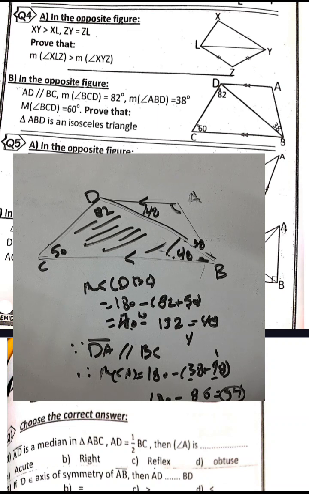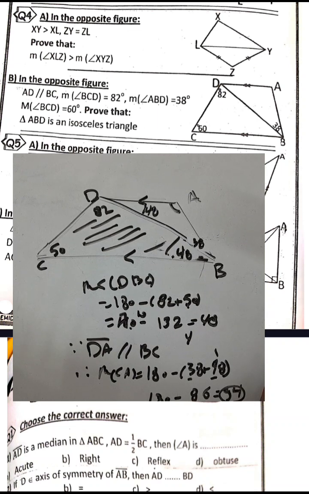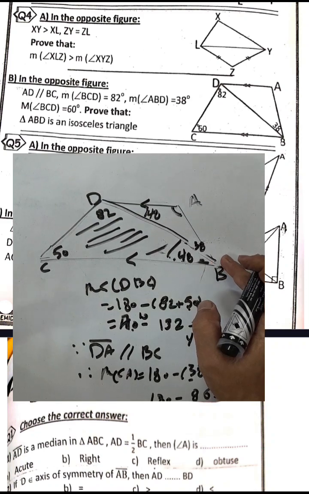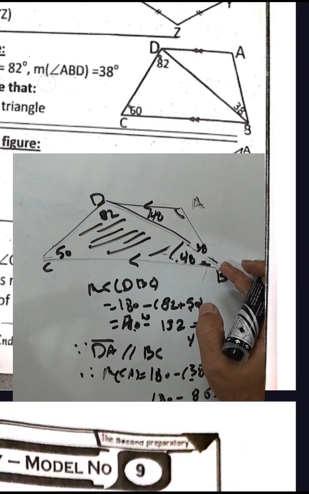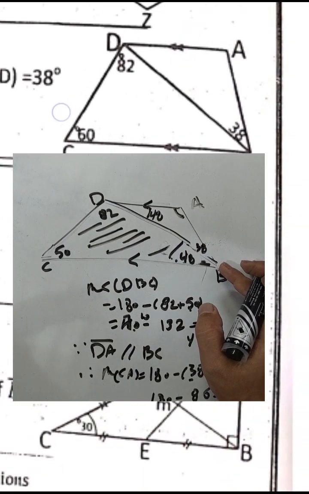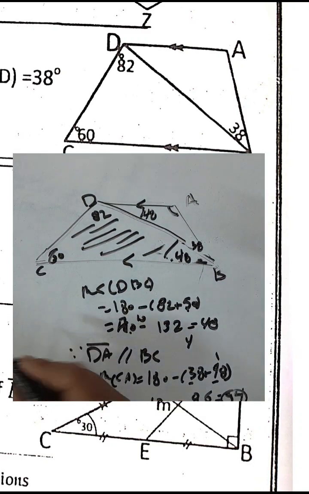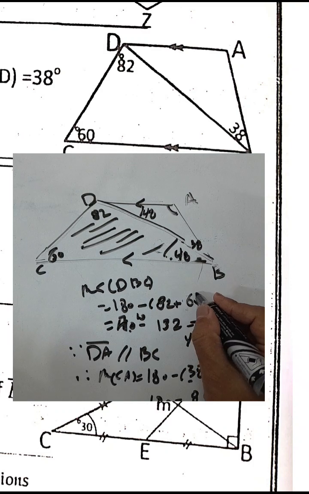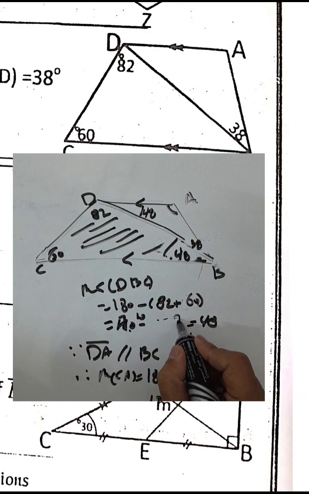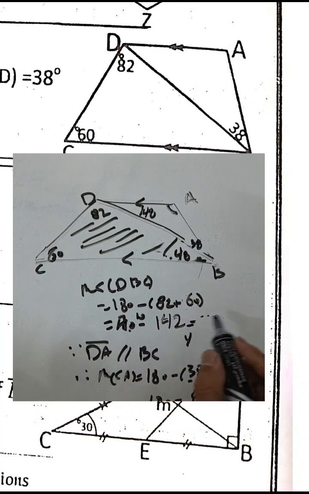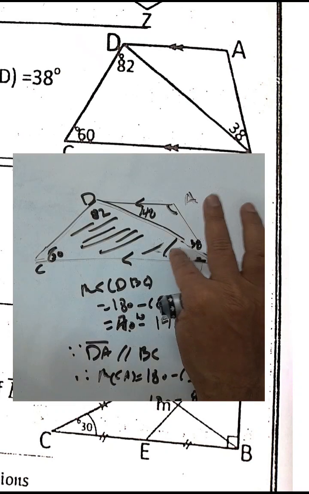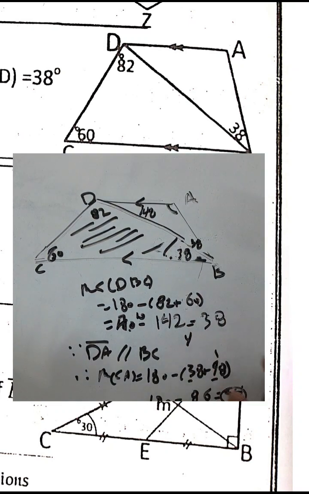ABD. You want to prove that this triangle is isosceles. We have 82 and 60. Right here 60. 180 minus 142 is 38. This angle was 38.